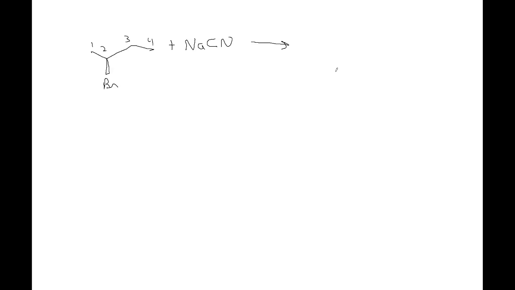Okay, so the negative charge is on the carbon. Which carbon? 5. Because it's ionically bonded to the sodium. Good. And that goes to the second carbon, the negative charge. And then the second arrow goes from the bond between carbon 2 and bromine to the bromine.